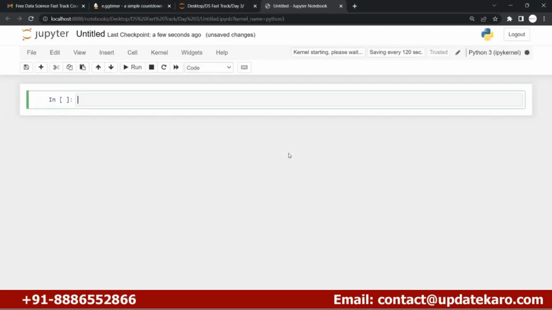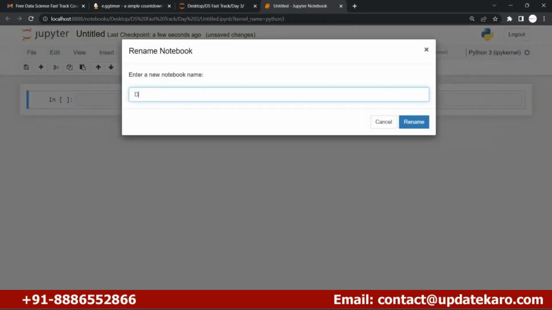Because I'll show you how you can read the data, how you can do all the things with the data from scratch. That's why I just created the new notebook over here. Let's say this is day 3, and in day 3 we will be talking about the regression analysis, right?